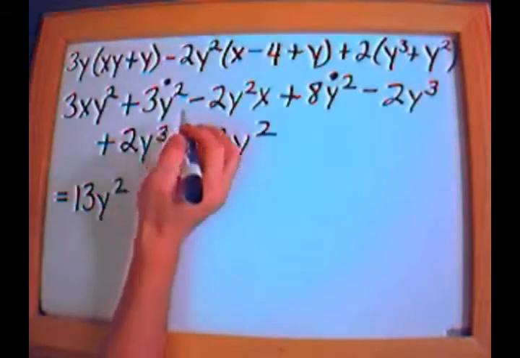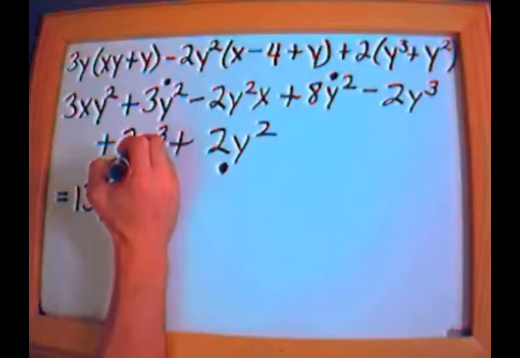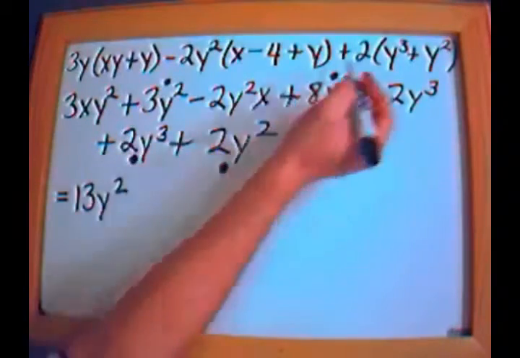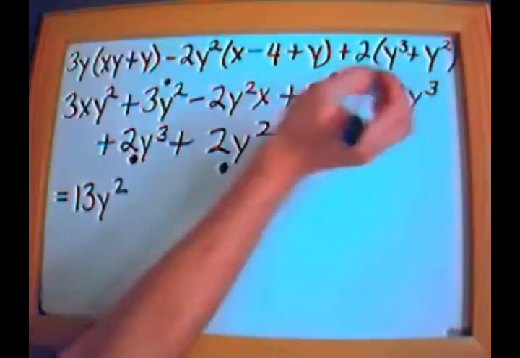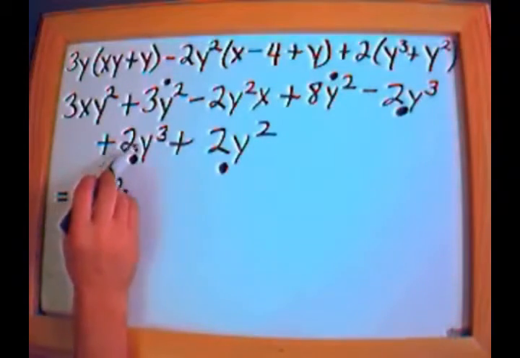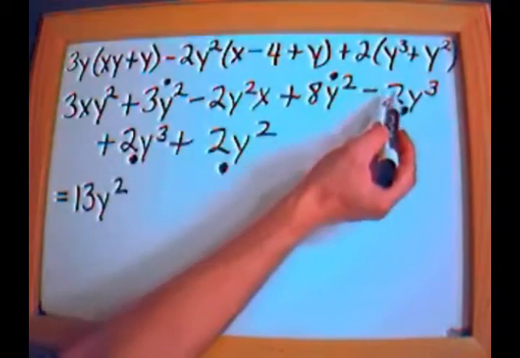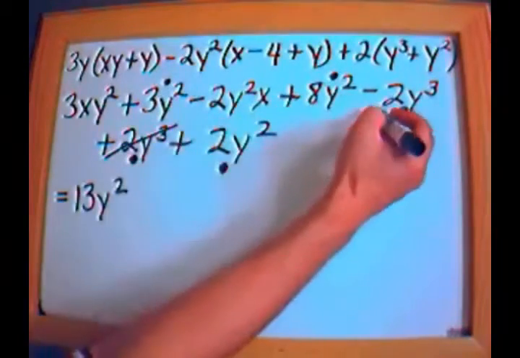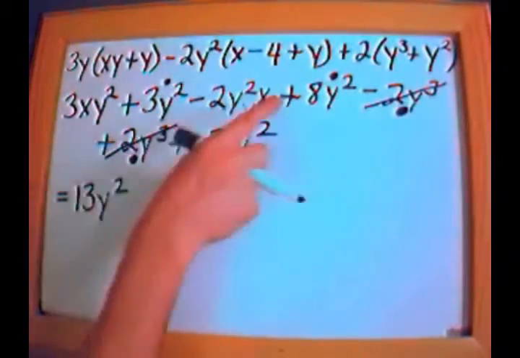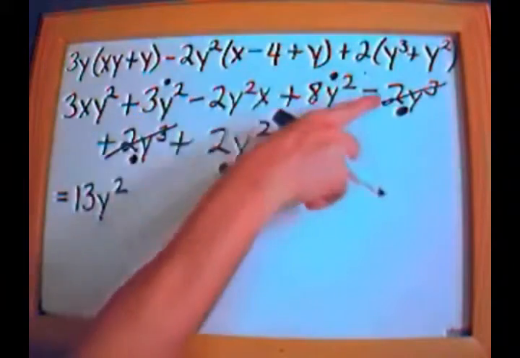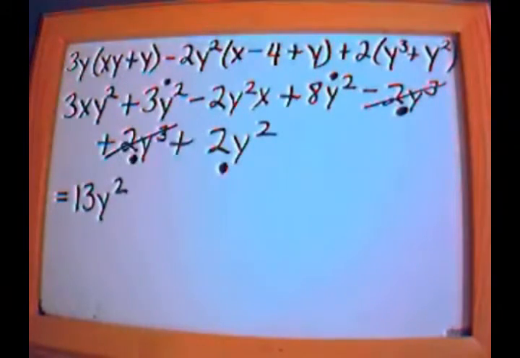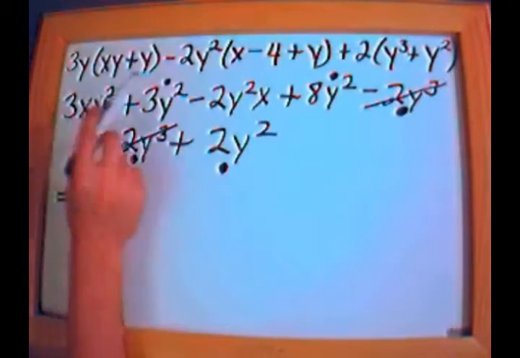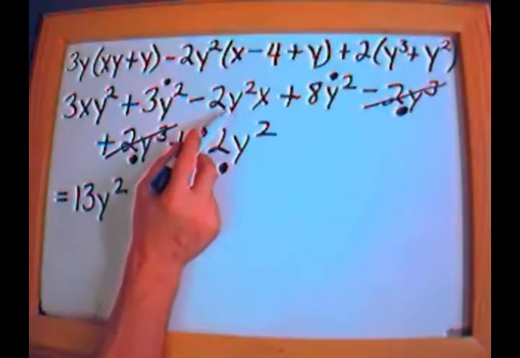Now what else is the same? Well, I immediately notice that this term has a y cubed and this term has a y cubed. And it's 2y cubed minus 2y cubed. Anything minus itself is 0, so I'm just going to put a line through both of these. These two drop away. They cancel each other because this is positive 2y cubed, negative 2y cubed. And it's like 2 minus 2. You get 0. Okay? What else is left? This term and this term.